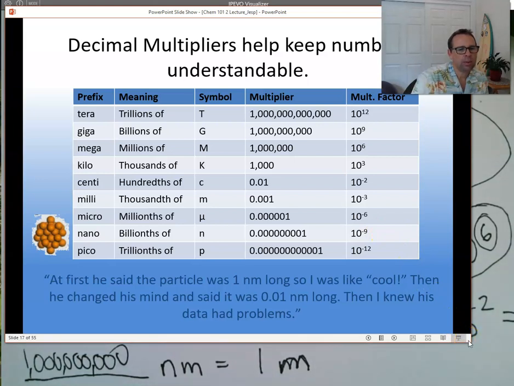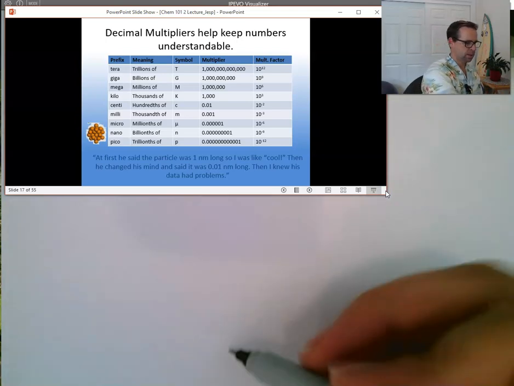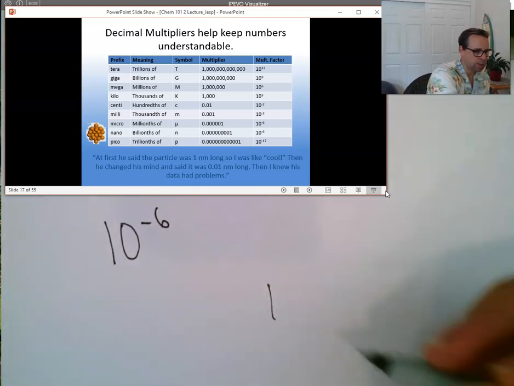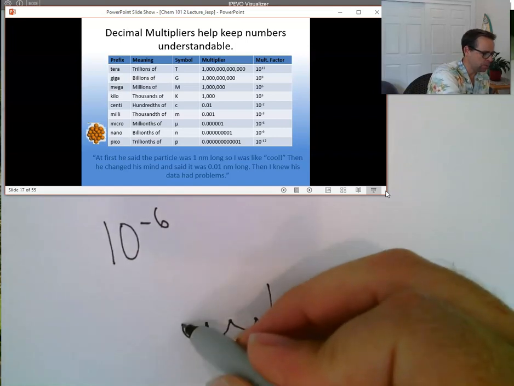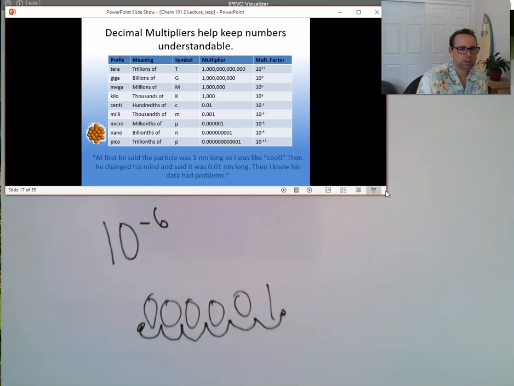So, this method, 10 to the 12th, 10 to the 9th, 10 to the 6th, 10 to the 3rd, 10 to the minus 6 means we take 1 and we move the decimal place over 6 the other direction. So if I say 10 to the minus 6, I take the number 1 and I move the decimal place over 6 times. 1, 2, 3, 4, 5, 6, and then I fill those in with zeros. Okay?